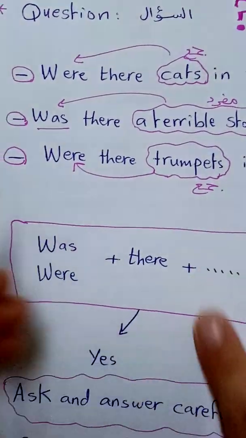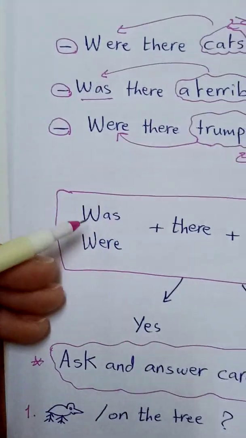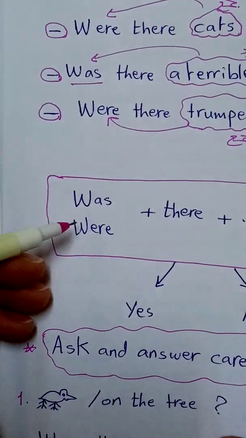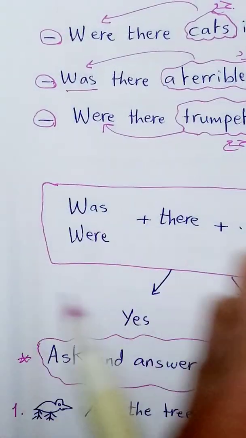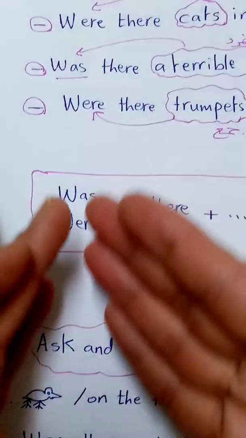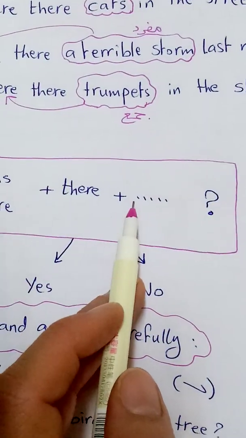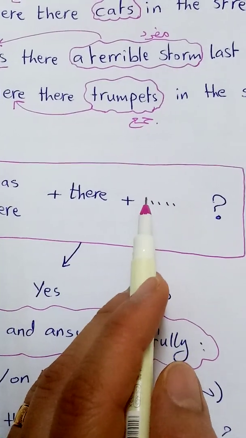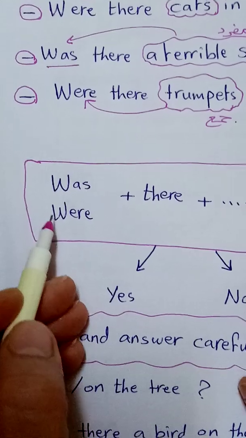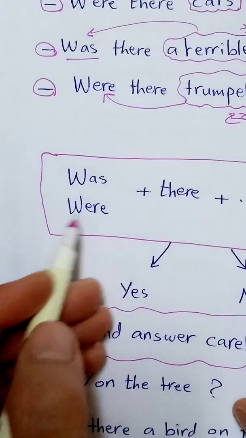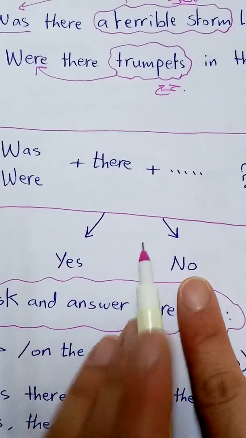If you notice, you should start the question with was or were. To form a question, I start with was or were, reversing the sentence there was or there were. Now in the question, was or were, then you put there. Then you put the subject you want to ask about, whether singular or plural. Of course, this kind of question is a yes or no question. My answer should be either yes or no.